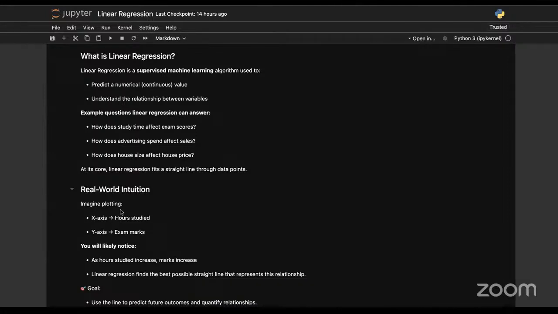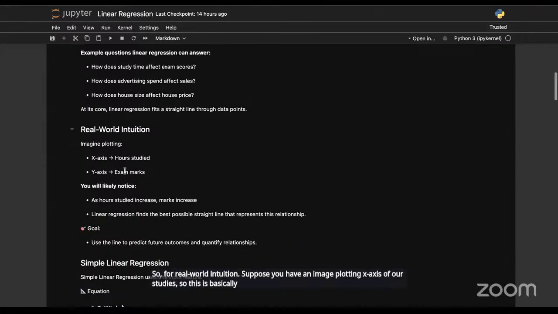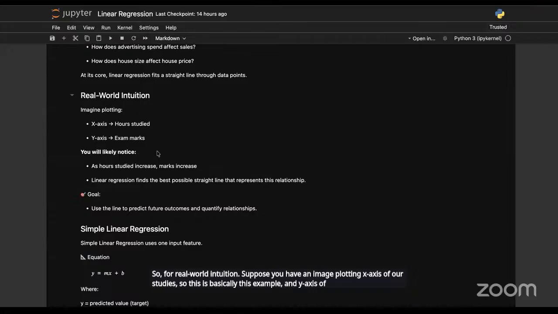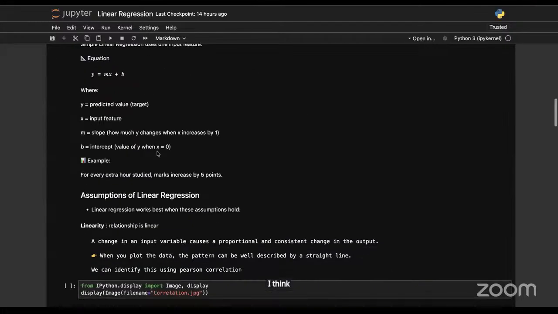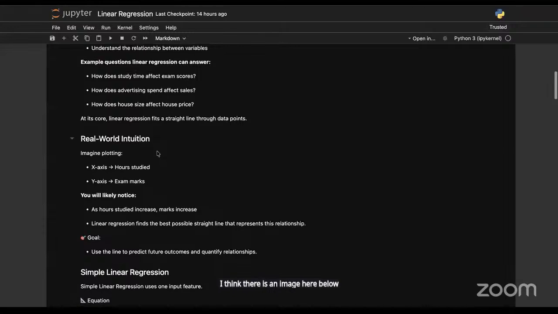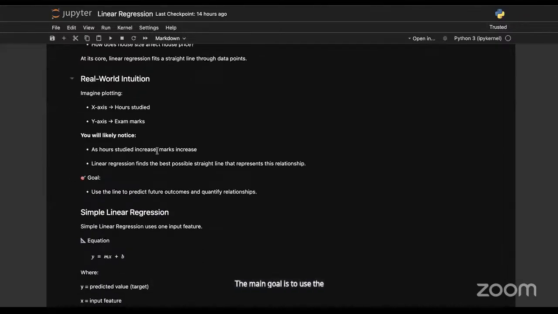For real world intuition, suppose you have an image plotting hours studied on the x-axis, as in this example, and exam marks on the y-axis. You will likely notice that as hours studied increase, marks also increase. Linear regression then finds the best possible straight line that represents this relationship. I think there is an image below that will show you what that looks like. The main goal is to use the line to predict future outcomes and quantify relationships.